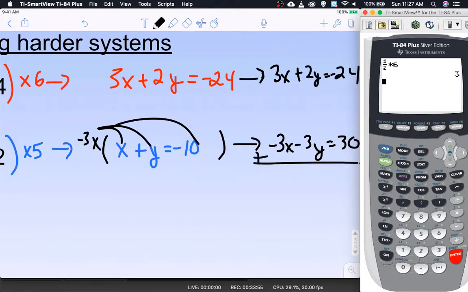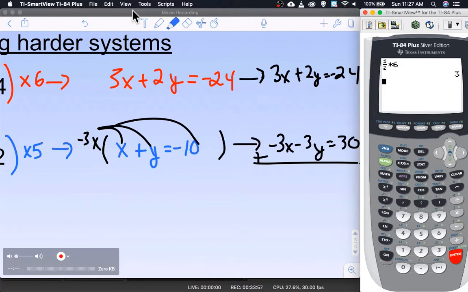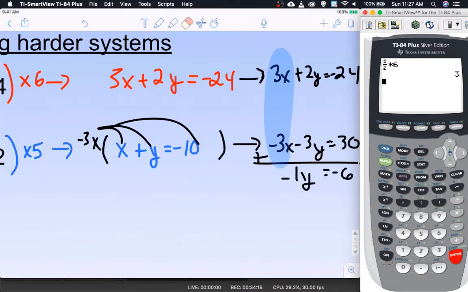And now when I add my equations up, my x's do eliminate. That was the whole point of multiplying by -3. So I had a -3 and a positive 3. They eliminate. My y's give me -1y. That's 2 plus -3. And my constants is a -6. Nope, I lied. Positive 6. Solve the equation by dividing by -1 and y equals -6.